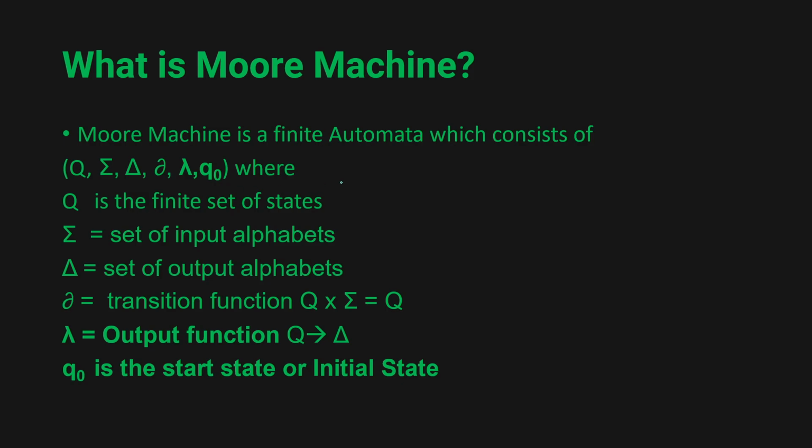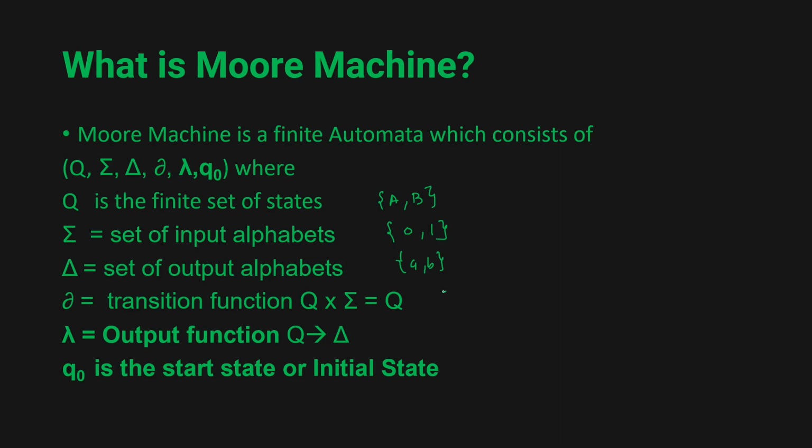So as we can see over here, we'll just write it down. We have got our finite set of states over here, so it is capital A, B. Then we have got the set of input alphabets. What are the set of input alphabets? We have got input as 0 and 1. Then the set of output alphabets is going to be small a, small b. Then we have a transition function over here.